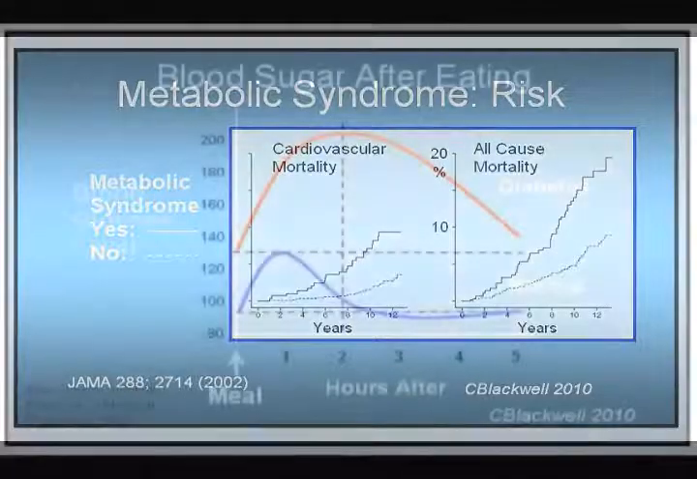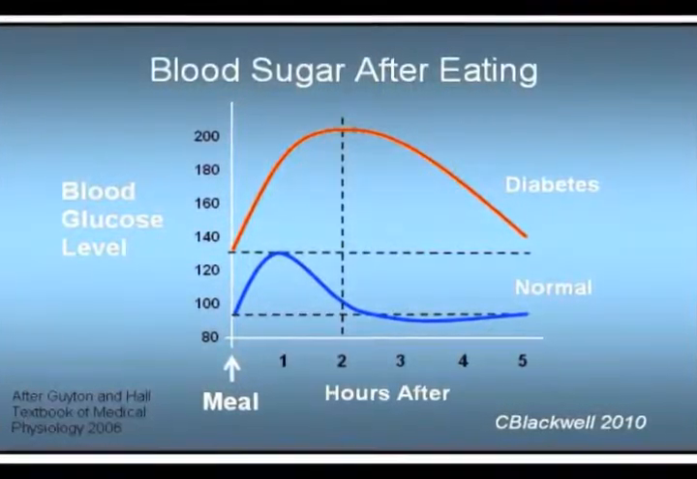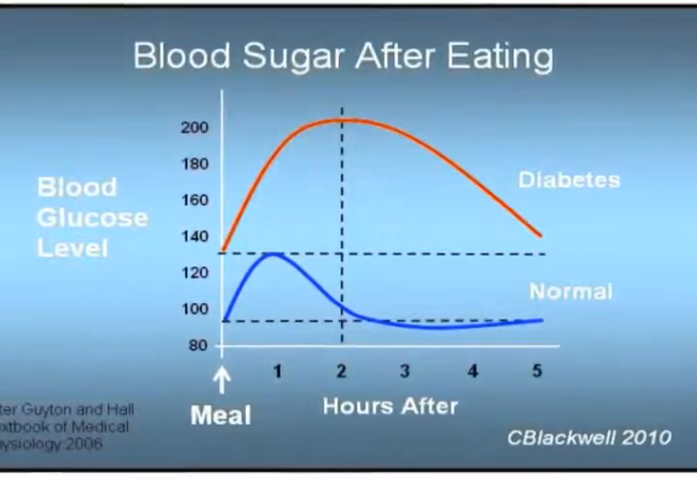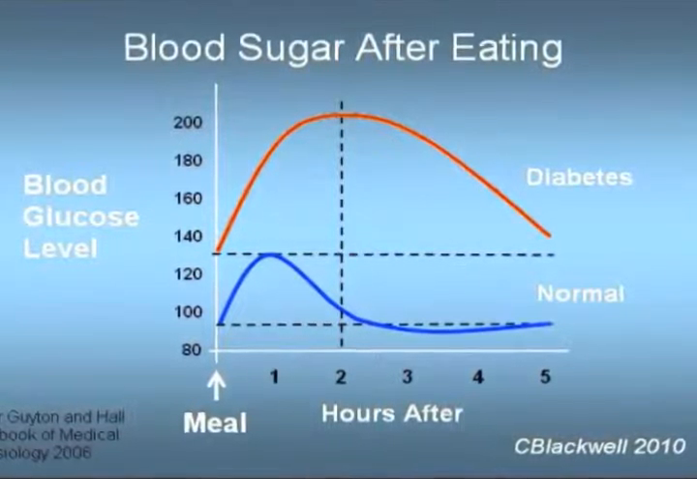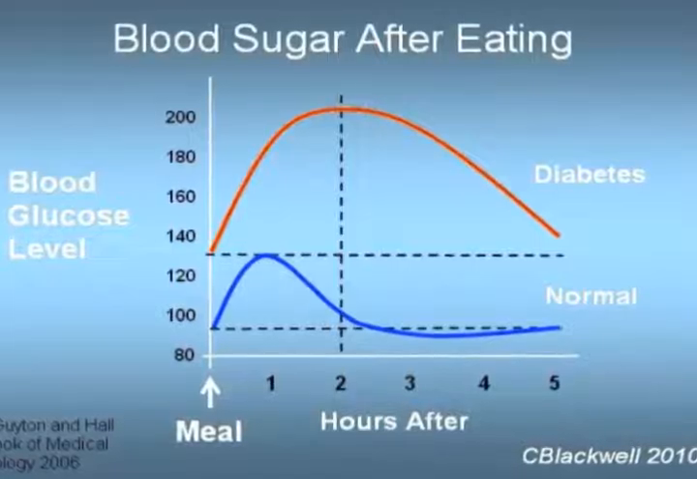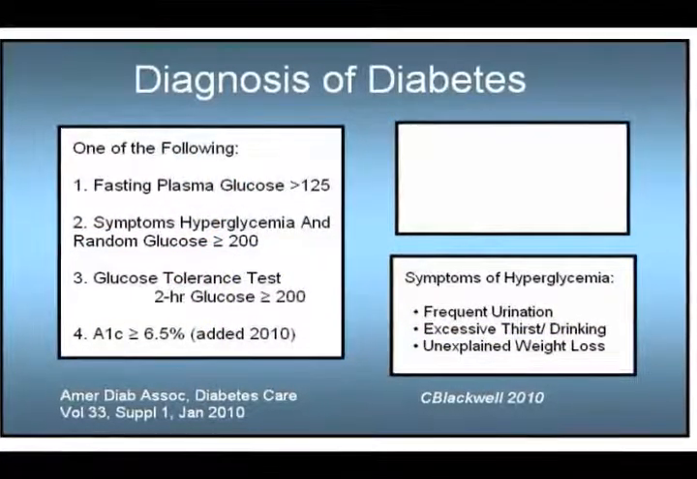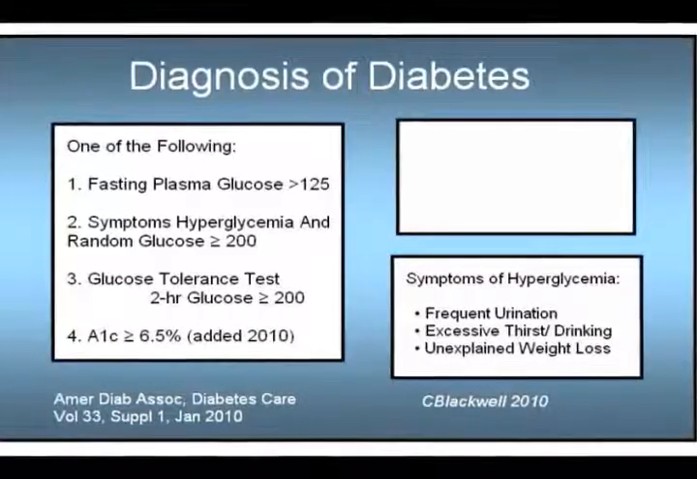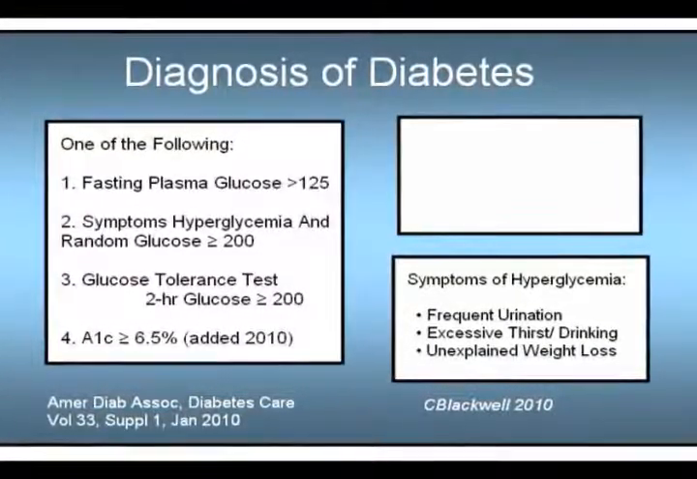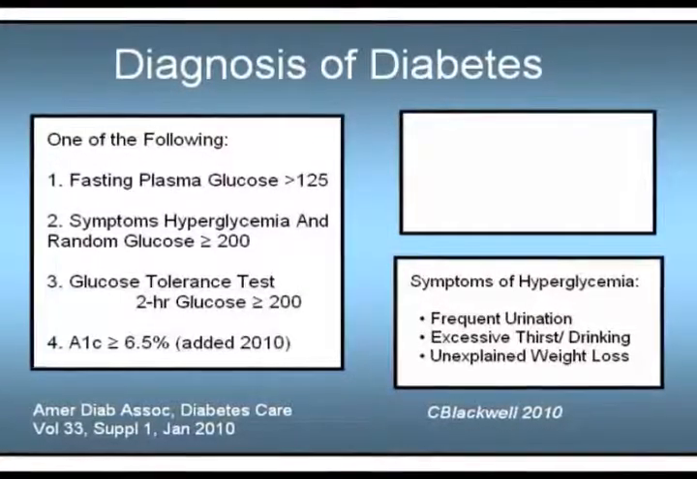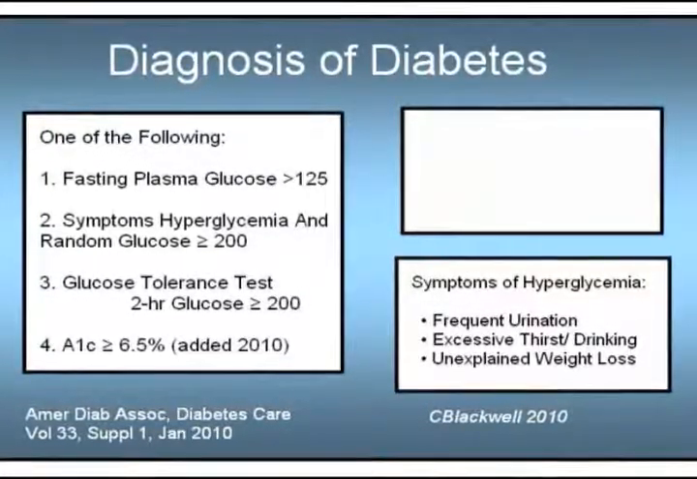To understand the tests used to diagnose diabetes, recall this graph of blood sugar after eating. The most reliable time to distinguish normal from diabetes is either fasting or 2 hours after eating. Here are the testing standards considered as making the diagnosis: a fasting plasma glucose over 125, a random blood sugar over 200 along with the classic symptoms, drinking lots of fluid, frequent urination, and weight loss.